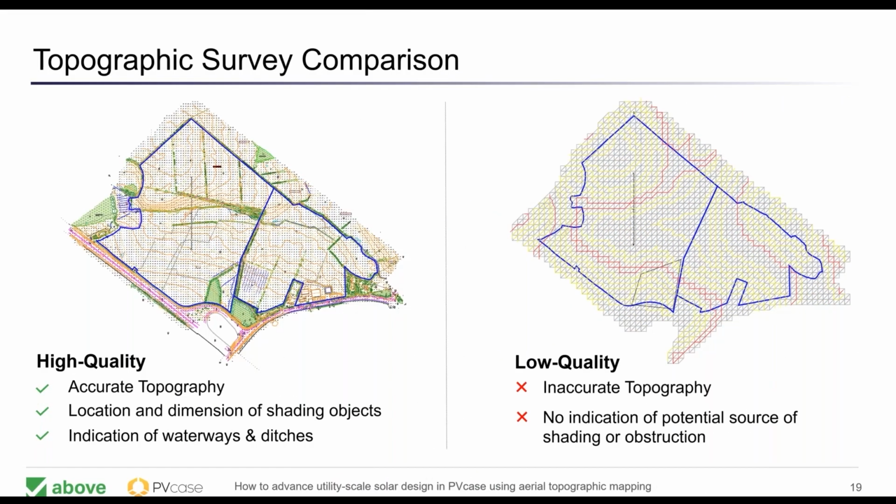Here we have two examples of the same site. On the left part, you can see the high quality survey data, and on the right, we have a typical low quality survey. The biggest visual difference between them is the lack of indication of any potential source of shading or obstructions on the low quality survey, as this would heavily impact your solar installation for not being placed properly.